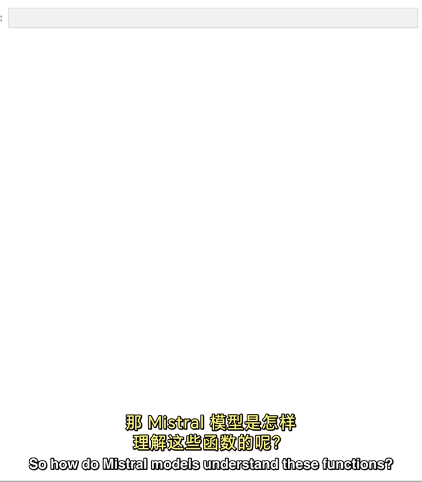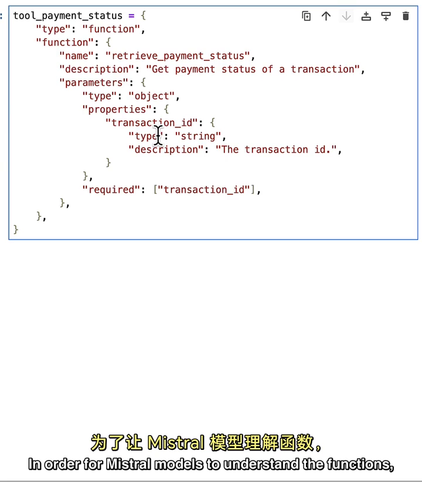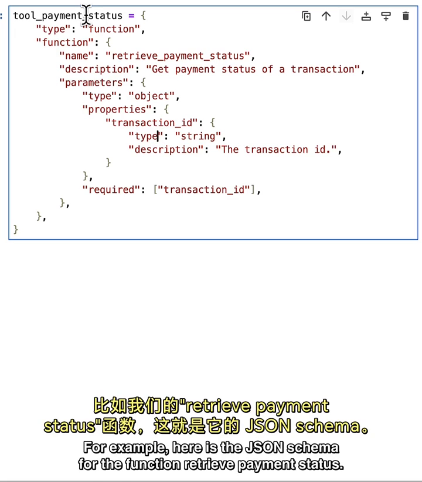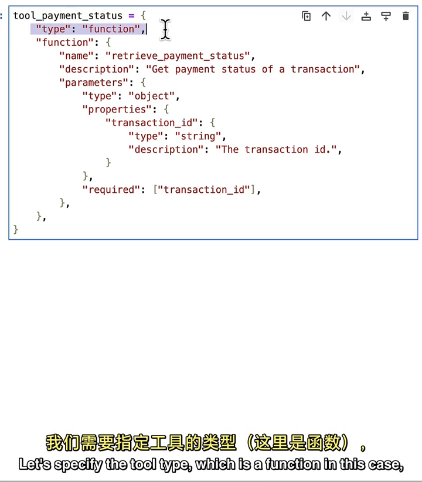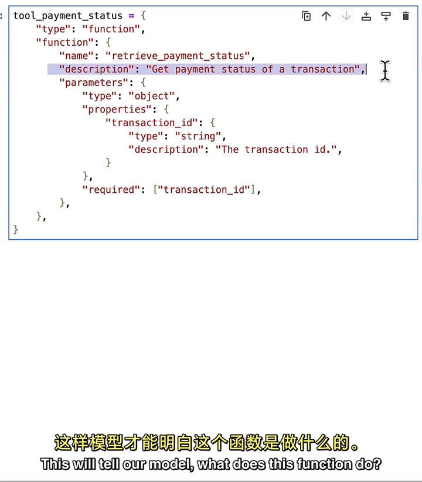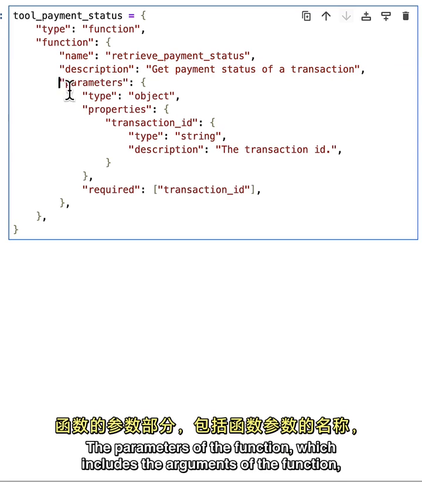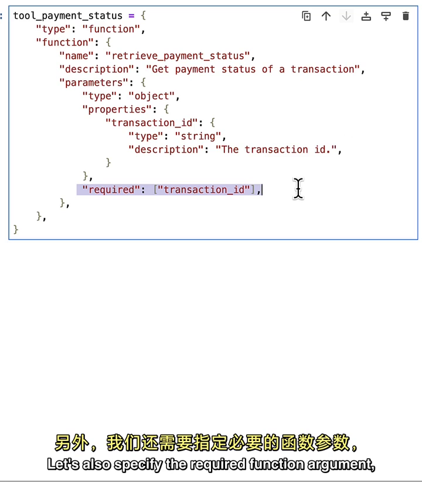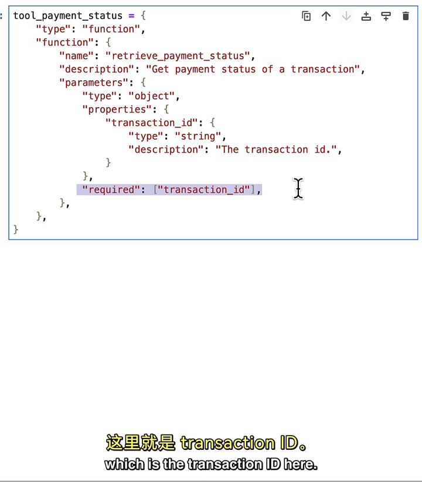So how do Mistral models understand these functions? In order for Mistral models to understand the functions, you can align the function specs with a JSON schema. For example, here is the JSON schema for the function retrieve payment status. Let's specify the tool type, which is a function in this case, the function name, the function description. This will tell our model what this function does. The parameters of the function, which includes the arguments of the function, the type of the argument, and the description of the argument. Let's also specify the required function argument, which is the transaction ID here.